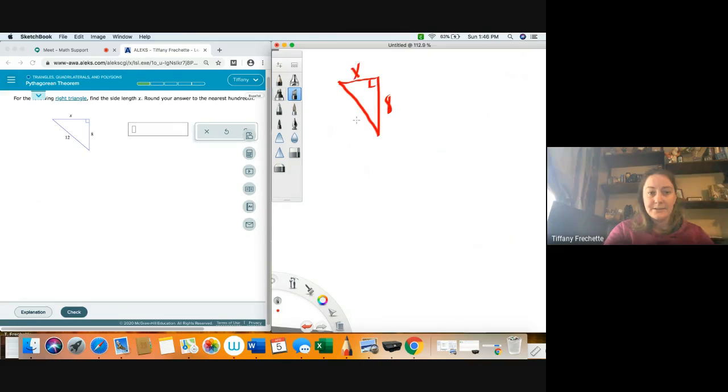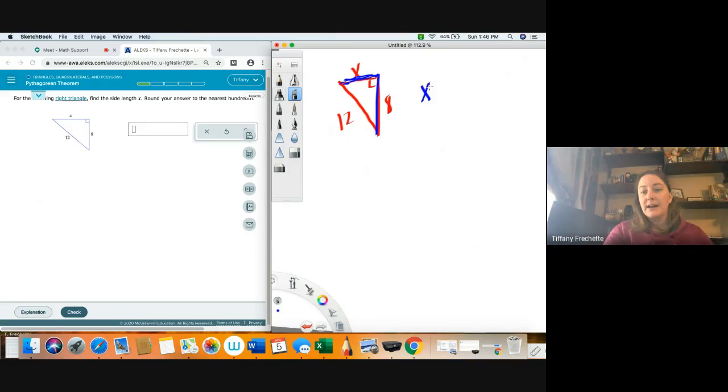8 and 12. Okay, so very similar to the other one. We're just, instead of 10, now it's 12. So remember, these are still the legs. And by legs, I mean which ones create this 90-degree angle here. And it's touching those two, so that's another clue. You can see that this little square actually touches both of those other two blue lines I drew.